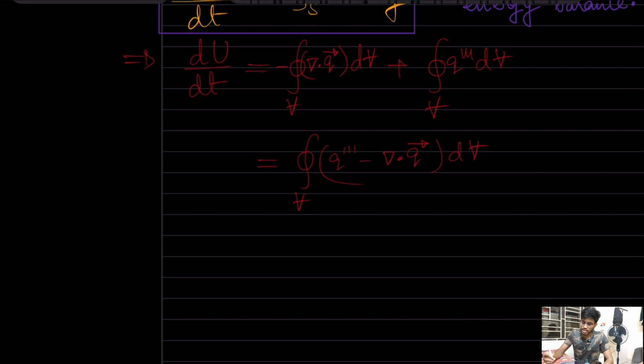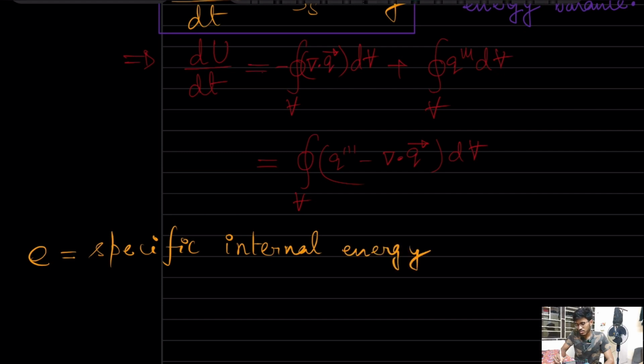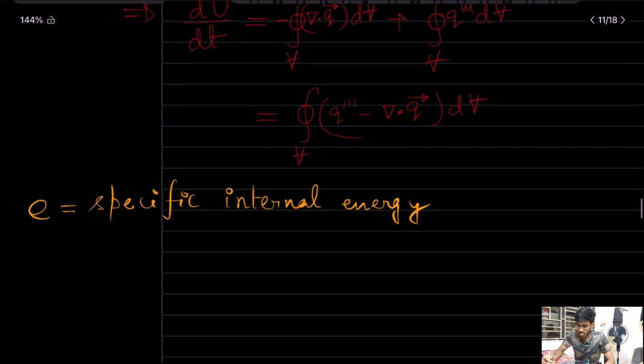define something that is an intensive property, that is small e, and small e is specific internal energy. So this is basically internal energy per unit volume, just like specific volume, specific enthalpy, specific entropy. So this specific means these are per unit volume.